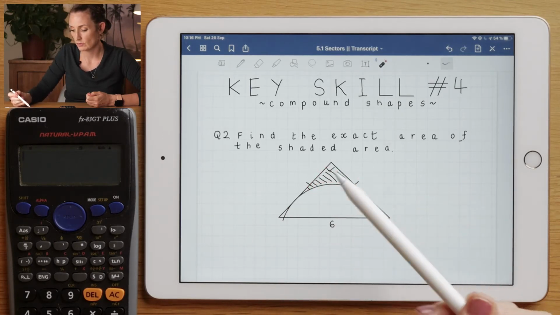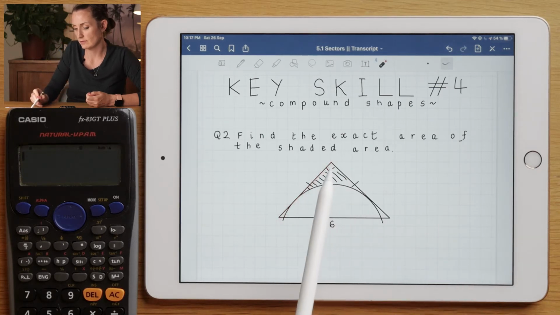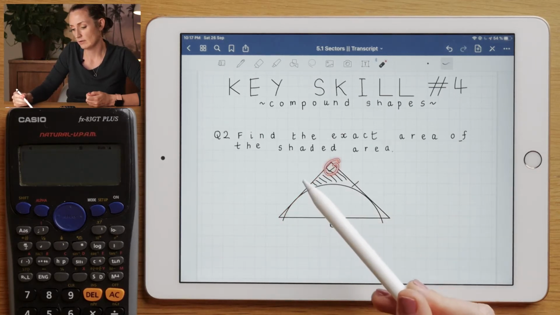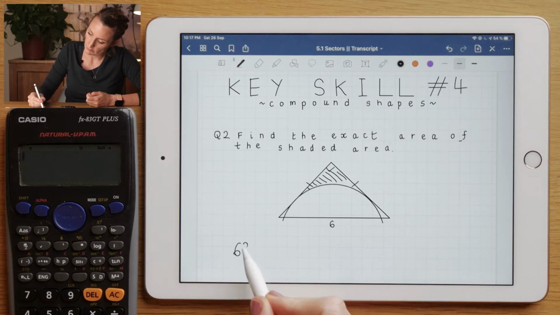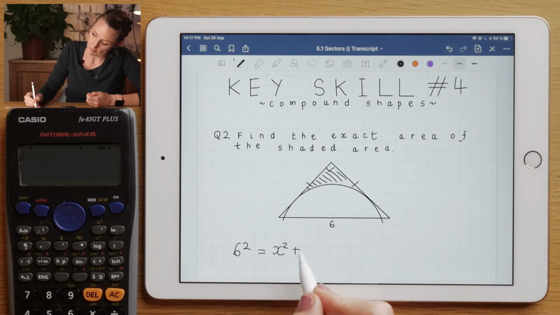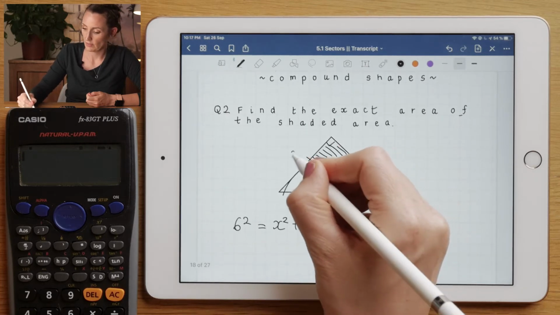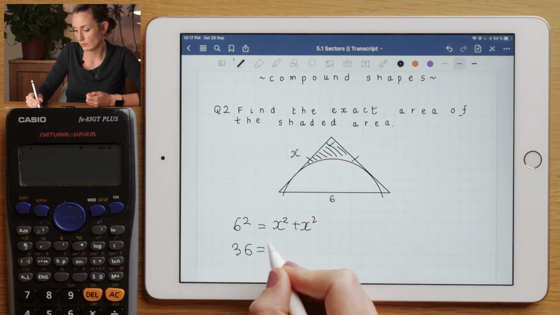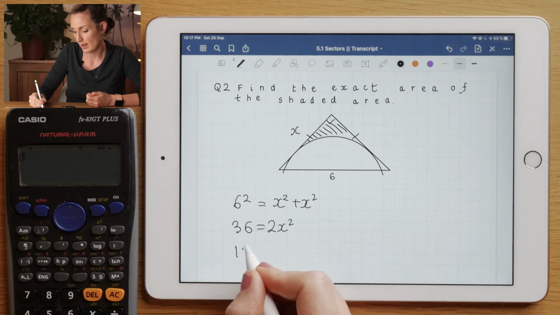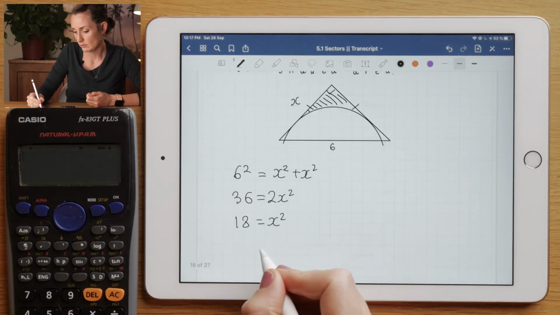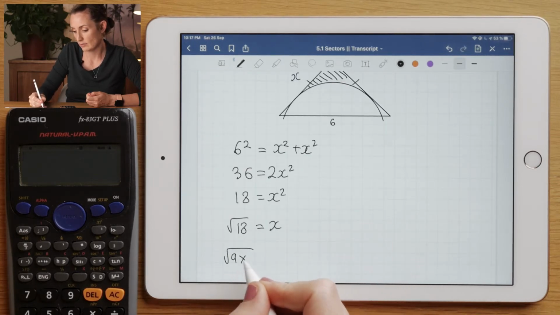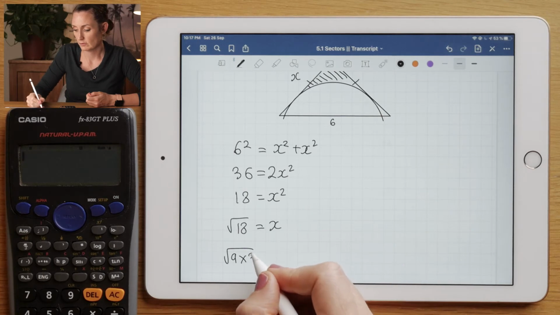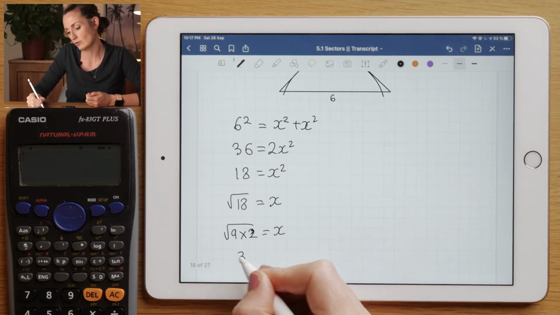The first thing I'm going to do is calculate the lengths of these sides here. We've been told that there's a right angle here and there's an isosceles triangle. So we can do Pythagoras' Theorem. We can say that 6 squared is equal to x squared plus x squared, if we call that length x. So 36 is equal to 2x squared, and 18 is equal to x squared. So x is the square root of 18, which is square root 9 times 2, so that's 3 square root 2.